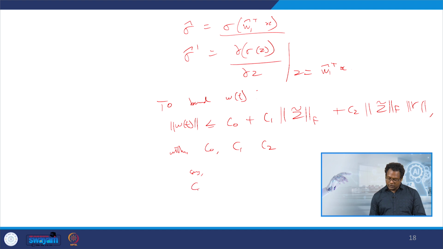Say C0 is a computable constant that is expressed in terms of various bounds, that is given by C0 equal to epsilon n, the estimation error, plus dB, the disturbance bound, plus small c0 into zb, where small c0 is a small constant.